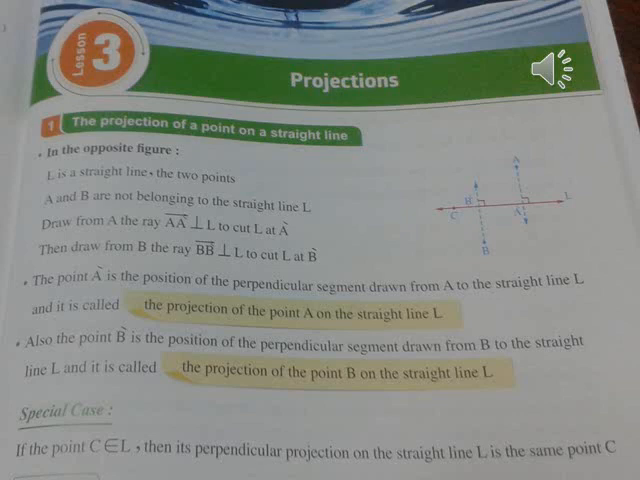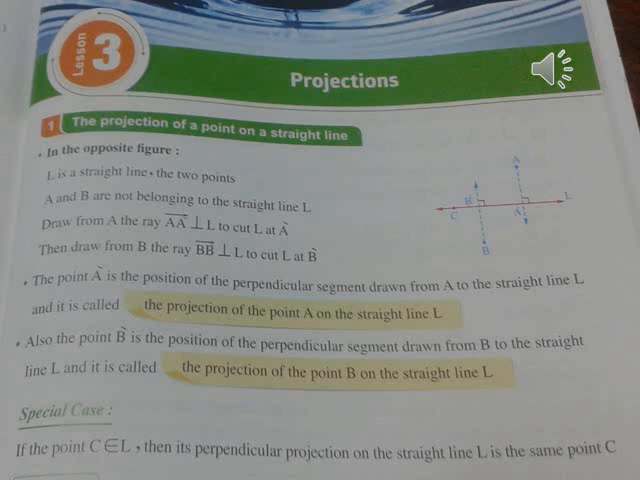The point E dash is the position of the perpendicular segment drawn from E to the straight line L, and it is called the projection of the point E on the straight line L. Also, the point B dash is the position of the perpendicular segment drawn from B to the straight line L, and it is called the projection of the point B on the straight line L.